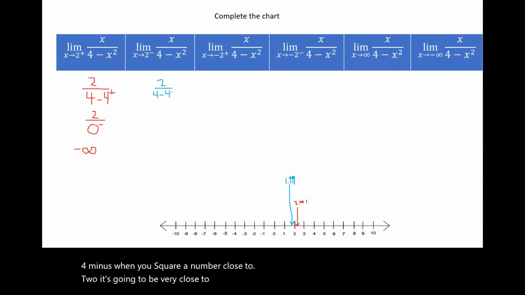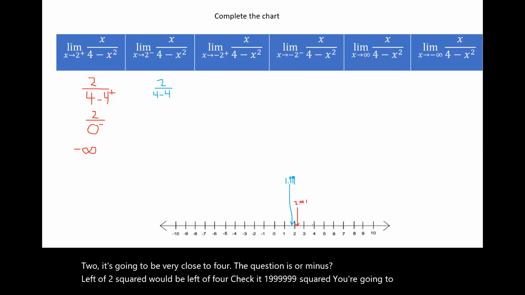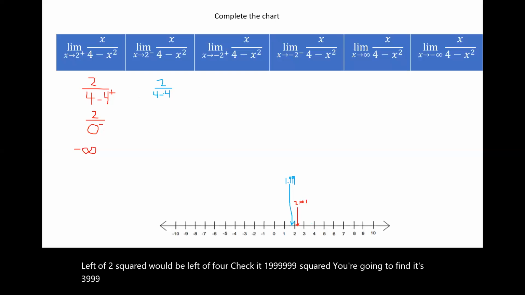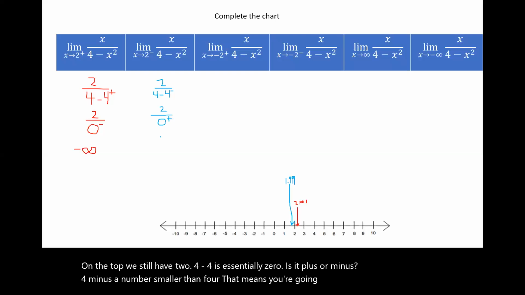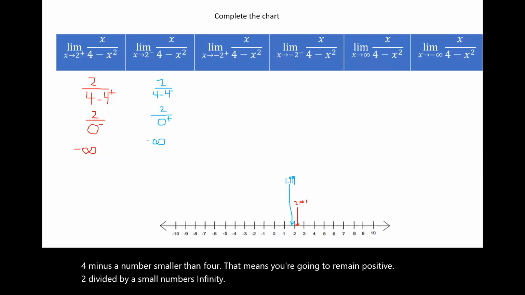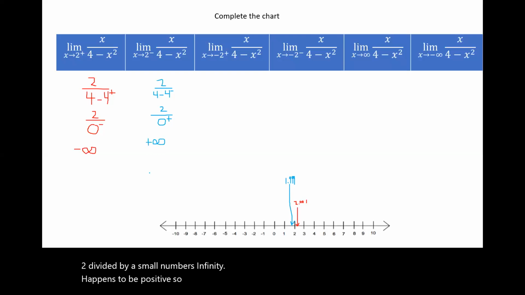The question is plus or minus. Left of 2 squared would be left of 4. Check it, 1.999999 squared, you're going to find it's 3.9999 something. It'll be less than 4. So slightly smaller than 4. On the top, we still have 2. 4 minus 4 is essentially 0. Is it plus or minus? 4 minus a number smaller than 4. That means you're going to remain positive. 2 divided by a small number is infinity. Happens to be positive, so that's positive infinity.